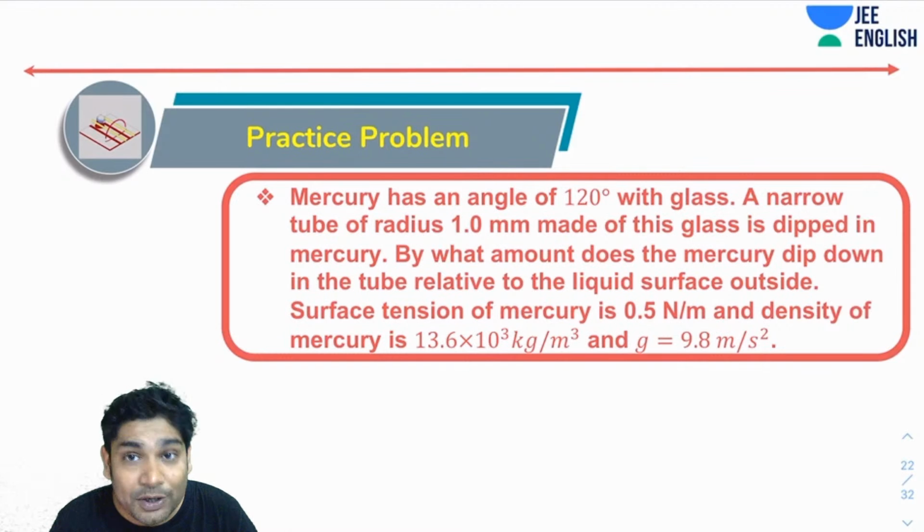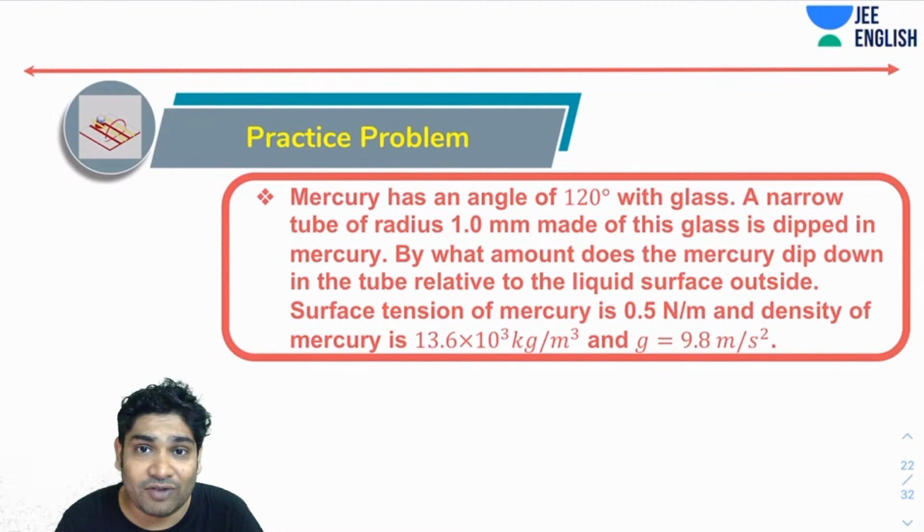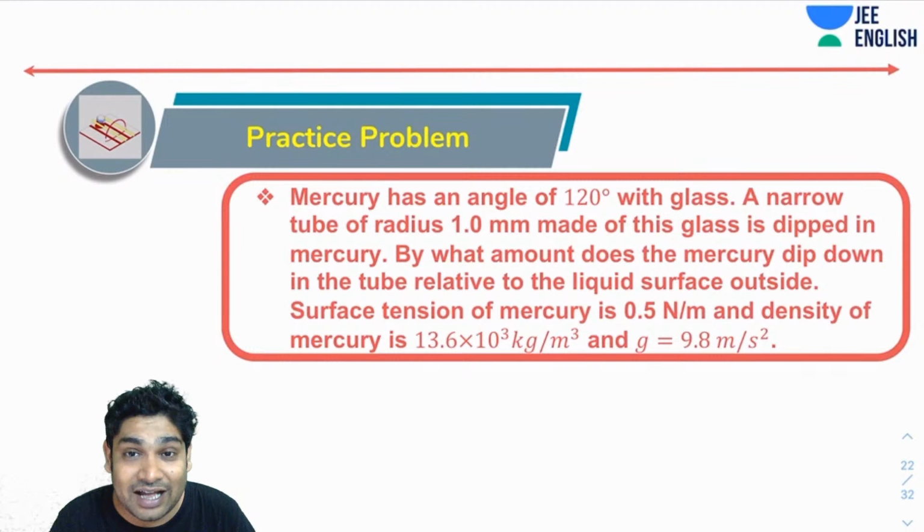It says a narrow tube of radius 1 mm made of this glass is dipped in mercury. By what amount does the mercury dip down in the tube relative to the liquid surface outside? This is a very simple, straightforward question just to get you straightforward practice. Some formula based practice. Again, Mains will ask you questions like this. Mains does ask you direct formula based questions.